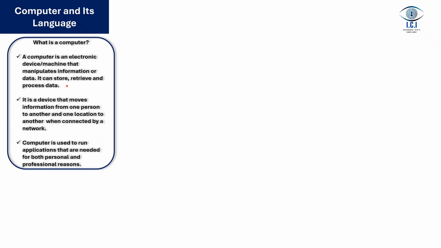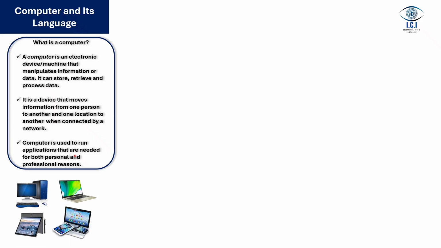Now, a computer is used to run applications that are needed for both personal and professional reasons. When we say personal reasons, your TikTok, Instagram, Facebook, and YouTube are applications used for personal reasons. When we talk about Excel, PowerPoint, and other applications that we use in our offices, those are for professional reasons. So we can use a computer to run both our personal and professional work.